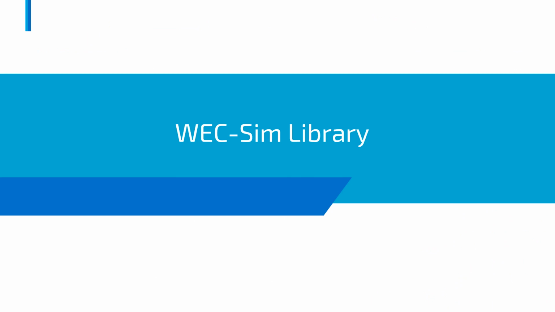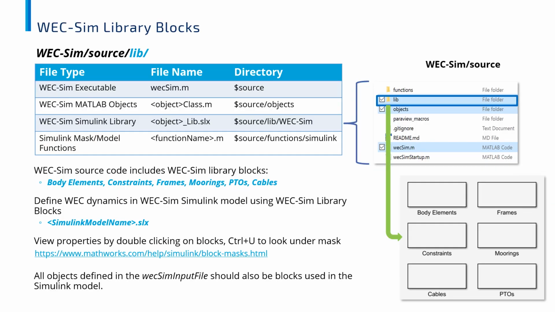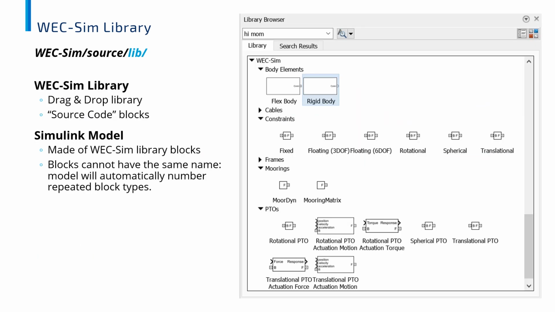We'll now transition to looking at the Simulink blocks that are contained in the WEC-Sim library. This is a reminder that the WEC-Sim library blocks live in the lib subdirectory of the WEC-Sim source directory. If we open up the WEC-Sim section of the Simulink library browser, you can see an image like that on the right. Each of the different object classes like bodies, moorings, and PTOs will appear as their own subheading, and you can drag and drop blocks from here to build your WEC-Sim model.